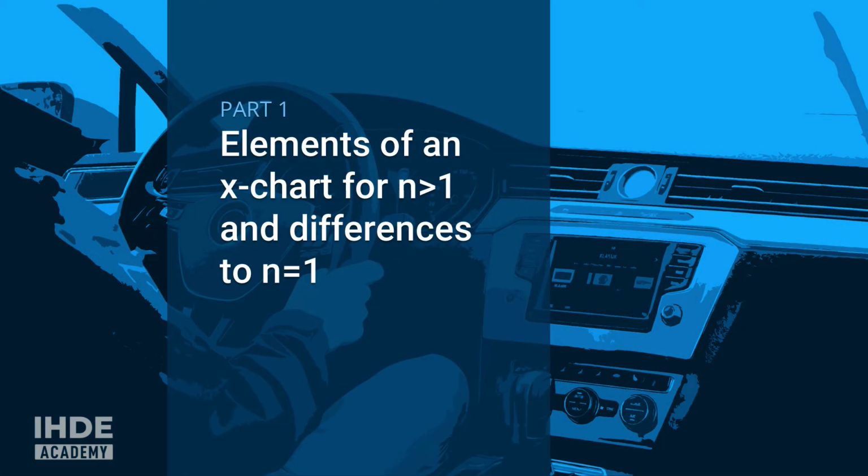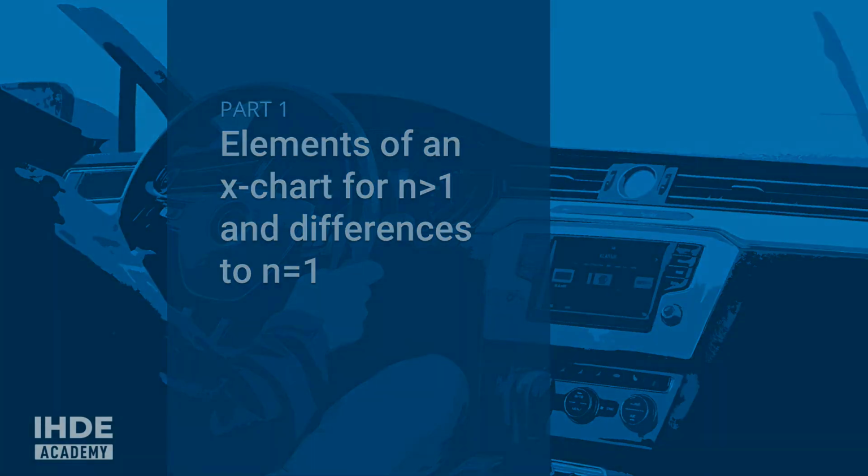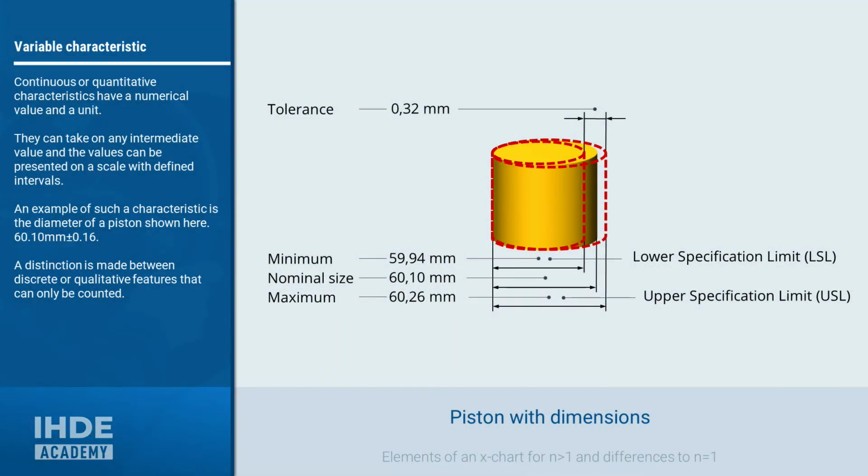Let's start with the elements of an X chart for a sample size greater than 1 and the differences for a sample size of just 1. As an example, we use the diameter of this piston again, which has a nominal diameter of 60.1 mm. The tolerance is irrelevant for the calculation of the warning and control limits. This only becomes important again when the process capability is also to be calculated.